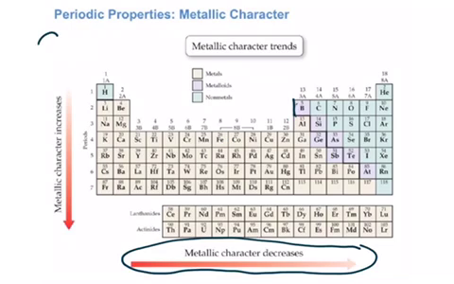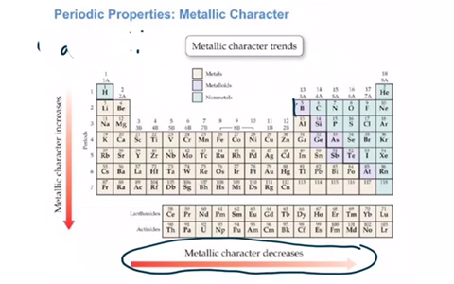So if you were asked, who is more metallic? Let's say calcium or nickel. Now they're both metals, okay? But if you have to pick who's more metallic, calcium would be more metallic because it's further to the left, even though they're both metals, okay? So that's what happens when you move along a period. You become less metallic when you go from left to right.